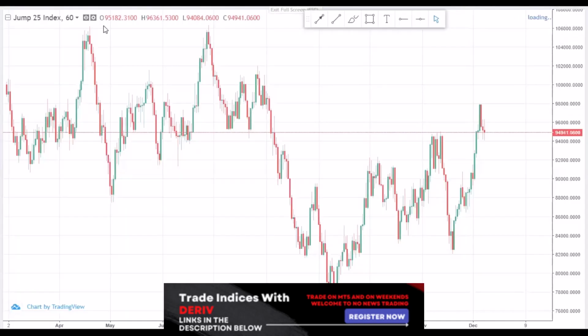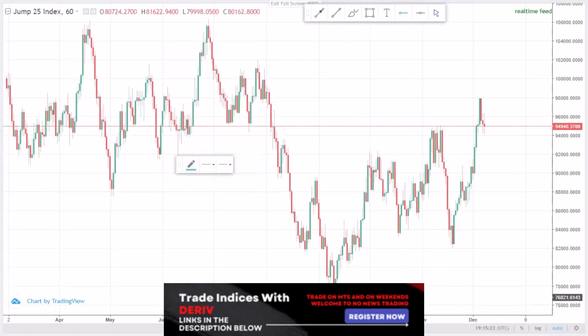This is Jump 25. What are we doing here? Let's do this. As you can see, this is a low. This is where price turned from this area. When this is taken out, we have this high. So this high is what we are marking as our high. That's number one. We mark a high first.